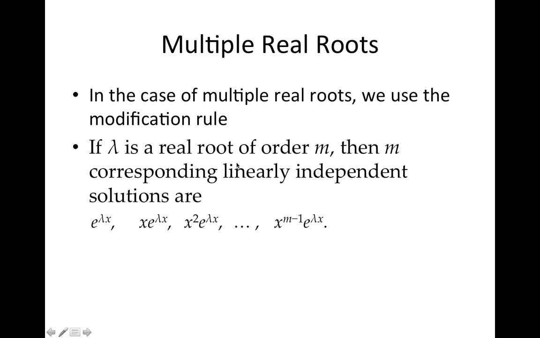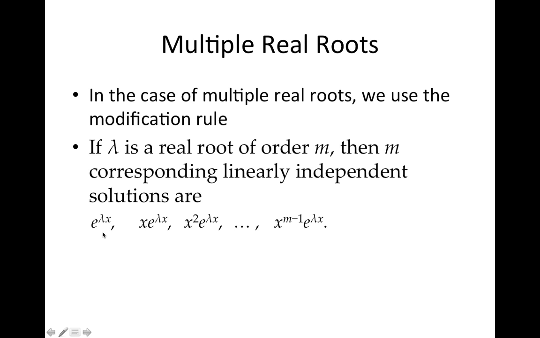I'm sorry, (lambda minus 4) quantity squared, you would get a double root at 4. So if you have a perfect square for your polynomial, you're going to get a double root. If you have a perfect cube, you're going to get a triple root, and so on. So what that means is e to the lambda x is a solution, and we're going to use what's called our modification rule.